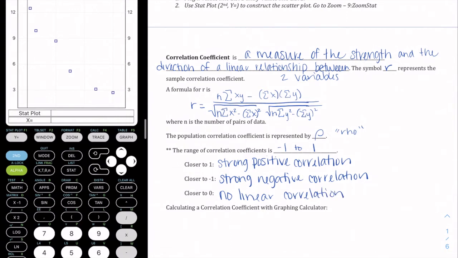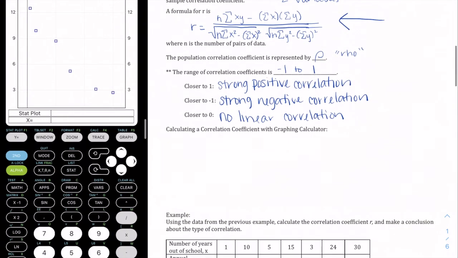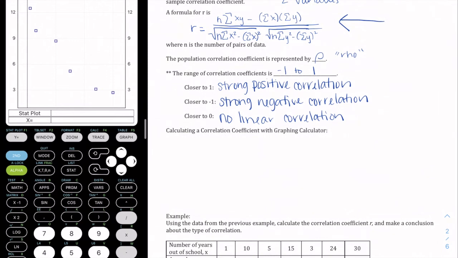Okay, so rather than using this formula that most of you have probably checked out now, we're going to just use the graphing calculator for it. If you're using your own calculator, you're going to have to do a step. You're going to go to second and then 0. I can't show you on this calculator, but it says catalog. Okay, and it's going to give you a giant list of options.